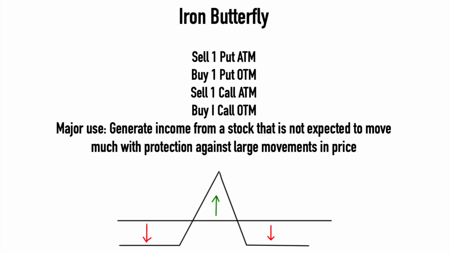An iron butterfly is constructed by selling one put at the money, buying one put out of the money, selling one at the money call option, and buying one out of the money call option. And this is used for when the stock isn't expected to move much in price. And again, we see those out of the money long options are able to protect the position from large movements up or down.